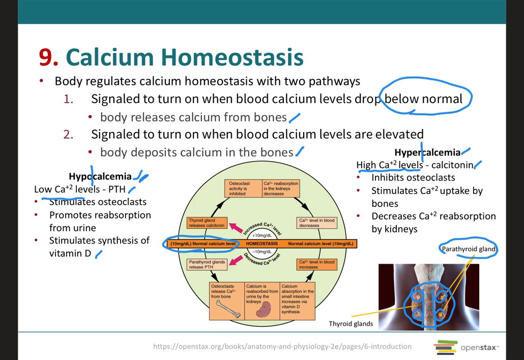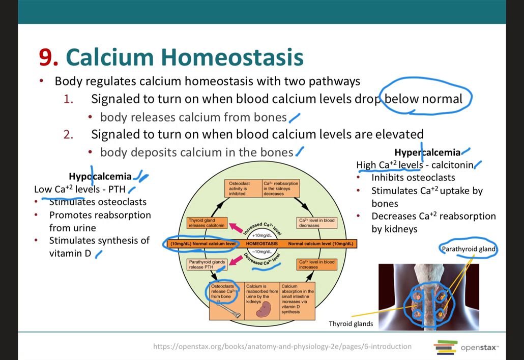So when calcium is not binding to these receptors, it means that the levels of calcium are low, and this will lead these cells to release the hormone, which is the parathyroid hormone, which will then stimulate the osteoclast proliferation and resorption of bone by these same cells.